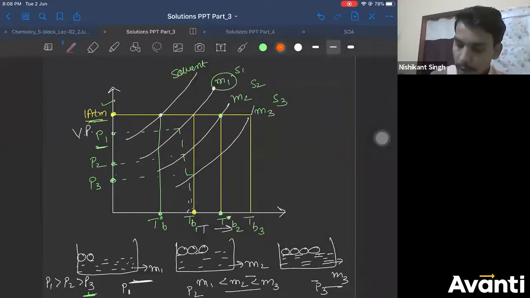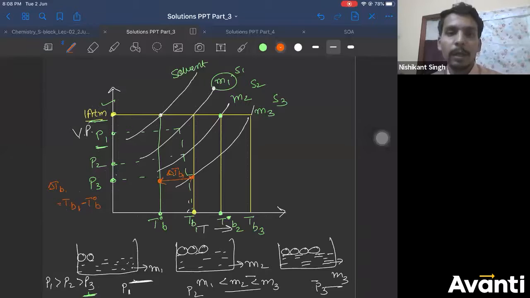Yes. So this is your solvent. This is your solution 1. So how much is the increase? This much. This is your delta TB of first solution, delta TB1. So what is delta TB1? Boiling point of solution 1 minus boiling point of solvent. Correct? This is your delta TB1, right? Bhumika beta, just check it again, right?